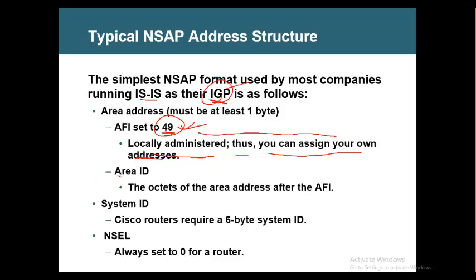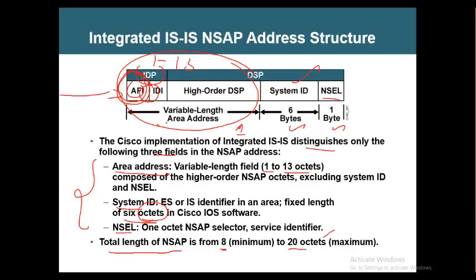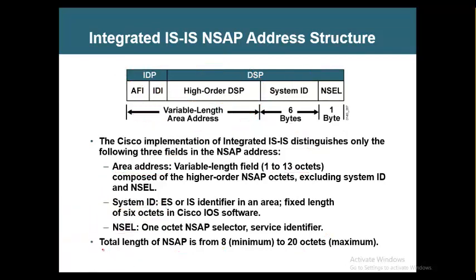Next, what is the area ID? Area ID is the octets, which can be between 1 to 13, which comes immediately after AFI. All right, so immediately after AFI comes the area ID. So don't worry about this IDI and all. Not relevant now.